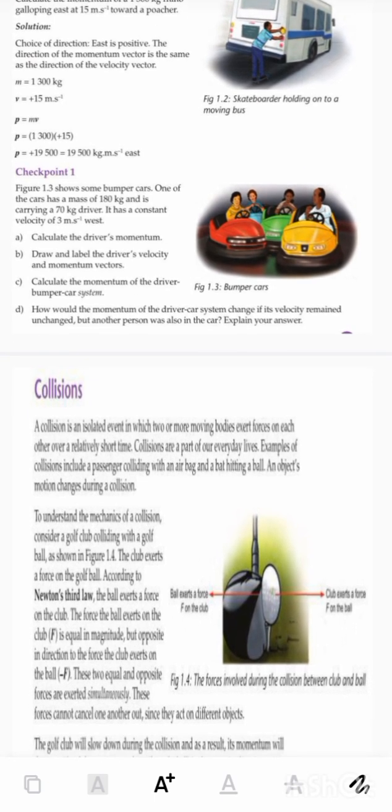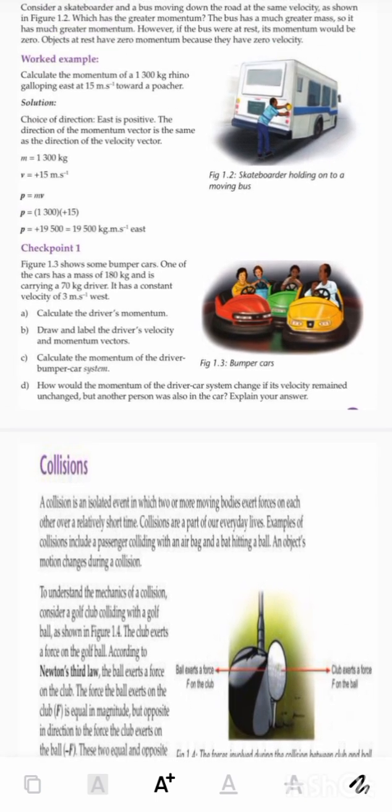Now we should check what we have. We have the mass and the velocity. Now we should identify the direction of the velocity. They say that the rhino is going towards the poacher. It means that the velocity is positive. It's going towards, not backwards. It means that the velocity is plus 15 meters per second. That's why they wrote the sign.